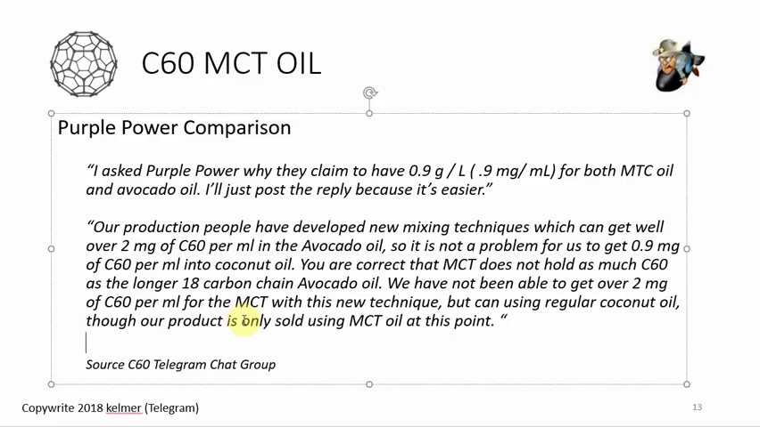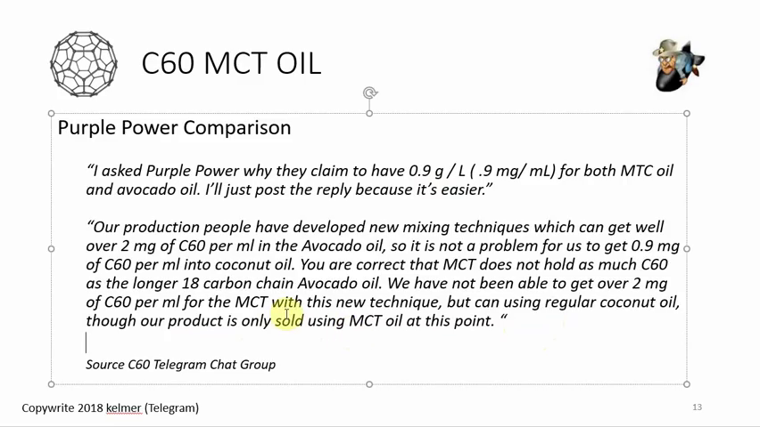So that's still interesting, that they've got 0.9. We're getting 0.4, and they can't even get over 0.9 for themselves, obviously, with MCT, for the MCT with this new technique, but can using regular coconut oil, which is what they stated, through our product, though our product is only sold using MCT oil at this point. So they're saying that they're only using MCT oil. They can get over 2 milligrams in coconut, but they can't in MCT, and they're saying that their MCT is 0.9. So that's real interesting.